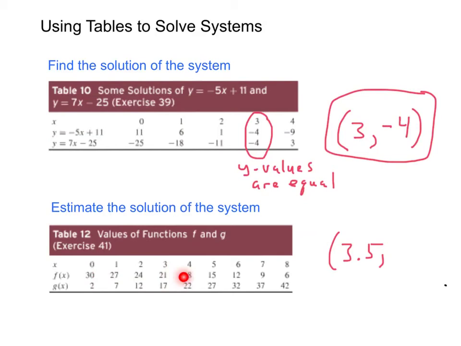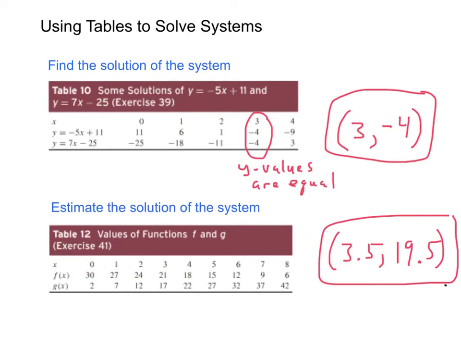Okay, maybe 19 and a half. So you could estimate that that would be about your solution there, but that's the best you could do in this kind of a table, because the y value is never matched up exactly. So you just kind of have to find out where they come close to matching up, and that's in this range here.